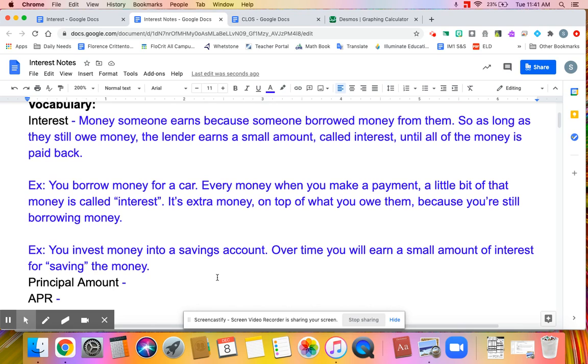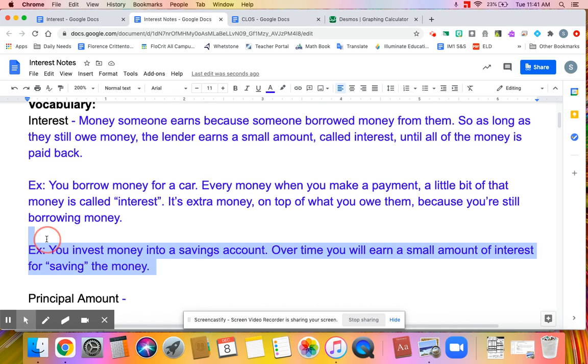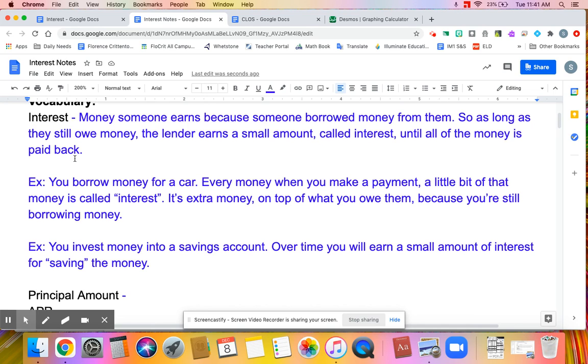And so, yes, this is how the rich people play their games. They borrow a lot of money and then they loan out a lot of money and they are constantly playing this interest game. It makes a big difference. So this is what interest is.